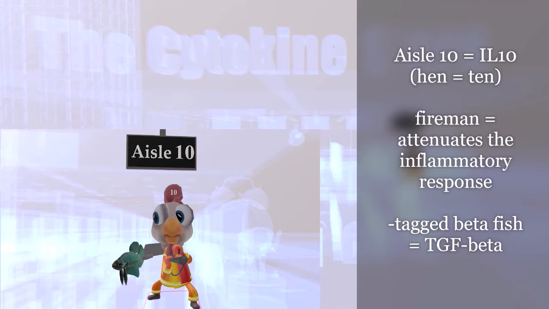And IL-10 specifically attenuates the immune response by decreasing the expression of MHC class II and Th1 cytokines. It also inhibits activated macrophages and dendritic cells.